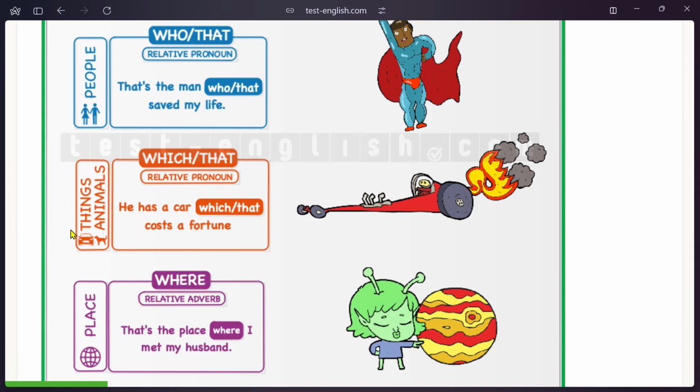So you see here, if it's things or animals, we can use which or that. But people, we use who or that. So if you're in doubt, use that. Actually, that is quite common in English. It's very common in English. I think you use it without knowing sometimes. You use it without knowing. Anyways, so this is also a relative pronoun, okay?